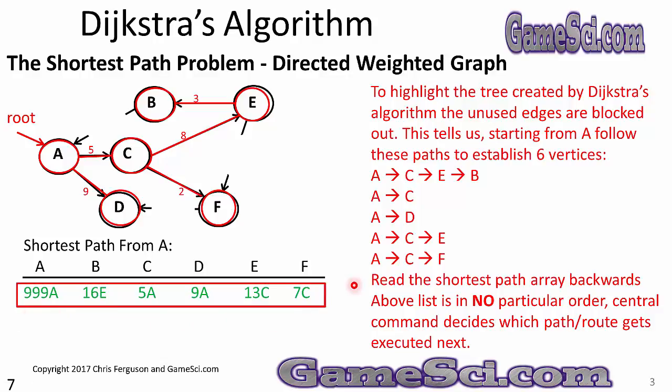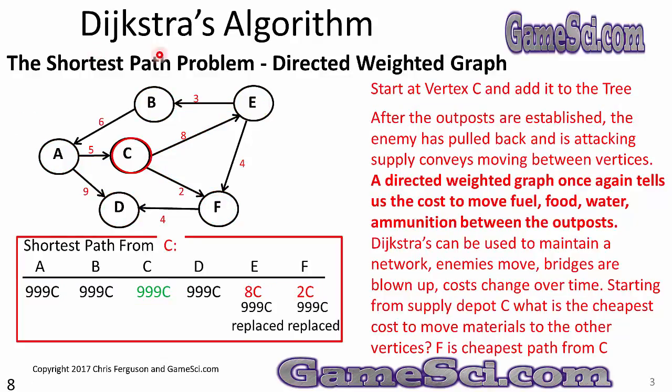Read the shortest path array backwards. The above list is in no particular order. Central Command decided which path/route gets executed next. Once we captured an outpost, we took the next cheapest path. Dijkstra's algorithm, the shortest path problem for a directed weighted graph.